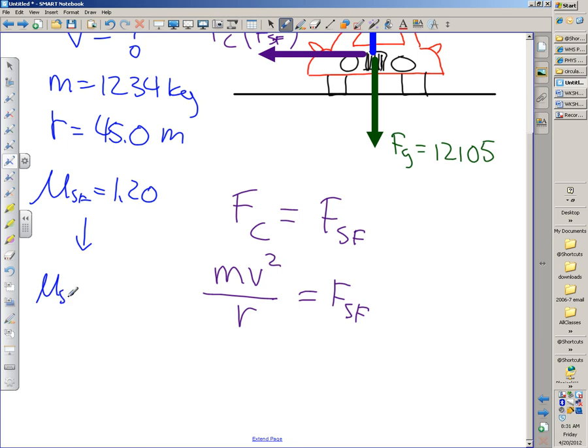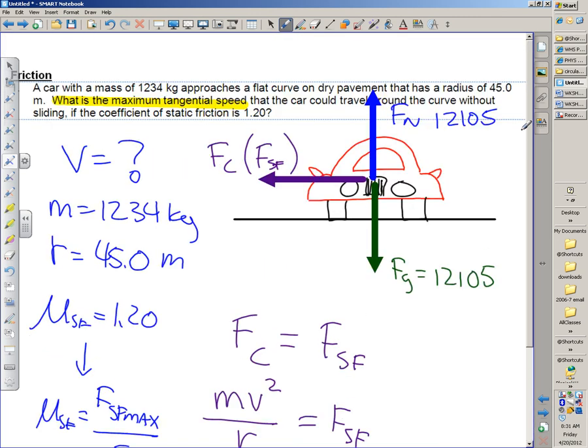We know that the coefficient of static friction is equal to the maximum static friction over the normal force. Can we use this to find the maximum static friction? We know the coefficient, we know the normal force, right? Okay, so we can find it. The problem says, what is the maximum tangential speed?